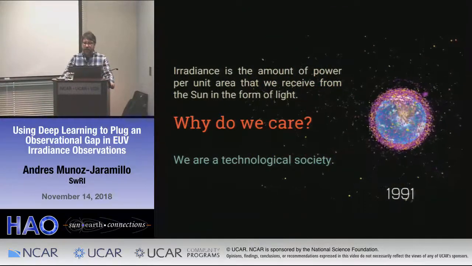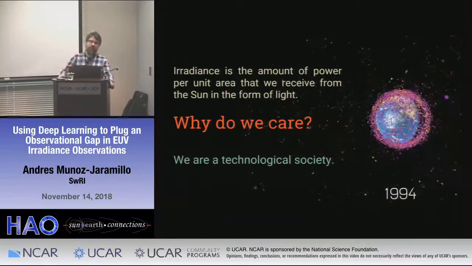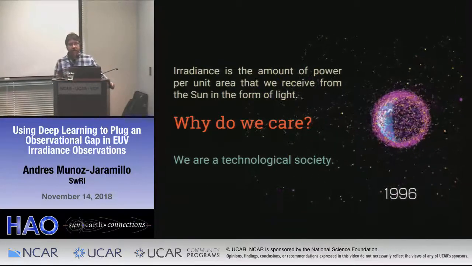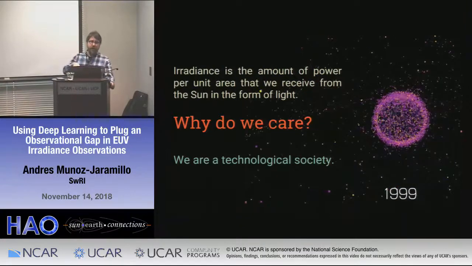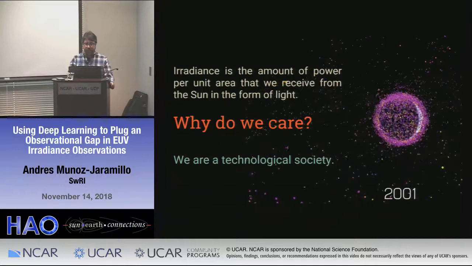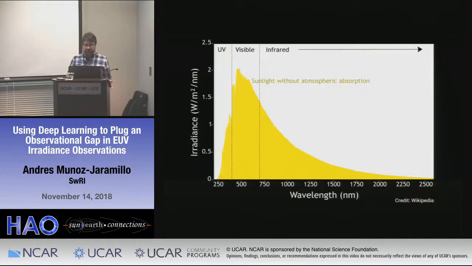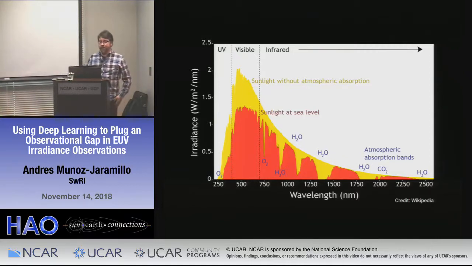Now, this means that these objects are in a place where they can interact with the upper part of our atmosphere. And that part of our atmosphere is strongly affected, in particular, by EUV irradiance, ultraviolet irradiance. So here is the spectrum of the sun as you see it at the top of the atmosphere, without any atmospheric absorption. And here is the same spectrum at sea level. You can see that a big part of this energy is being absorbed by the atmosphere. In particular, we're interested in this part, which is the EUV.